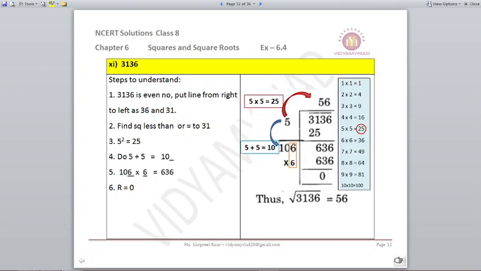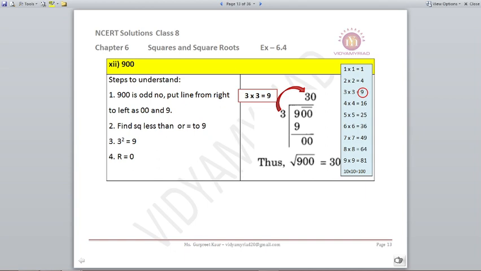Next, 3136. So 31 is first pair, and 36 is another pair. Nearby 31 is 25. 5 into 5, 25, and 5 plus 5 is 10. So 31 minus 25 gives you 6. Bring down 36. The number is 636. I want 6 at the end. That can be given by 4 into 4 or 6 into 6. So 106 into 6 I will do. I will get 636. Remainder comes as 0. Square root of 3136 is 56.